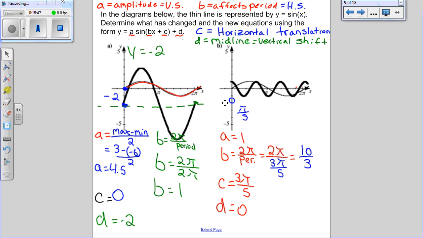The period's the hard one, and the C variable is the hard one. How's the amplitude not 3 though? Because you take the min and the max, which is 1 and negative 2. That's negative 1, positive 1. That'd be why.